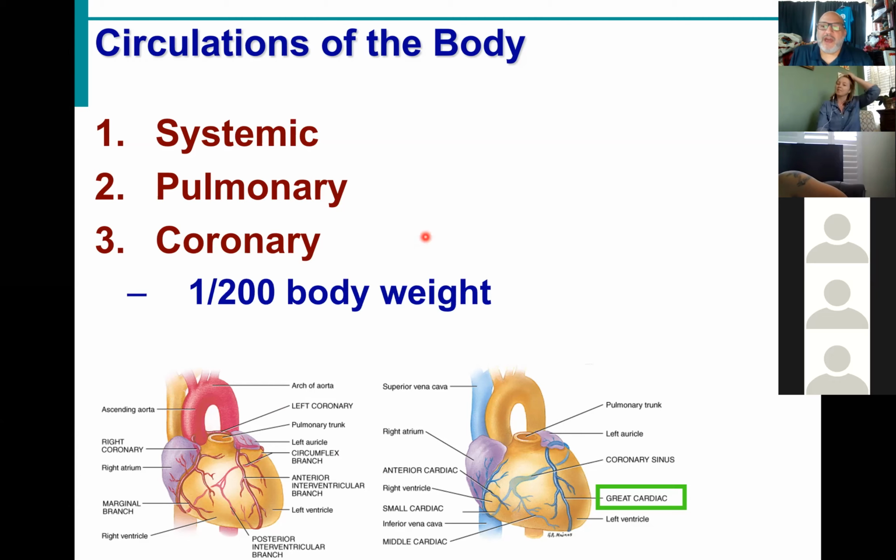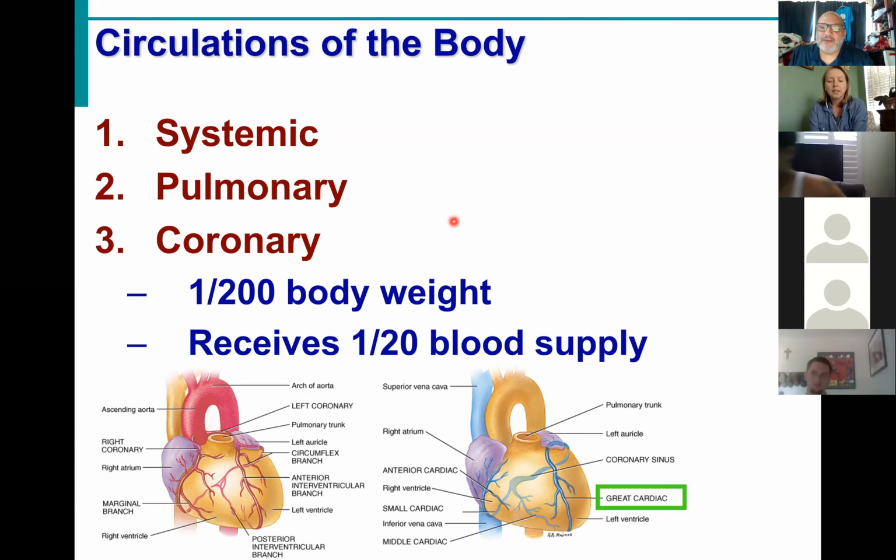However, as small as it is, as I mentioned, it is the very first structure that receives blood, and it receives about 1/20th of your blood supply. That's 10 times more blood than it should get based on weight, simply because it is so vitally important to keep oxygen flowing to the muscle, because as we said, if that cardiac muscle is deprived of oxygen, even for a brief period of time, it could be severely damaged and it doesn't regenerate.